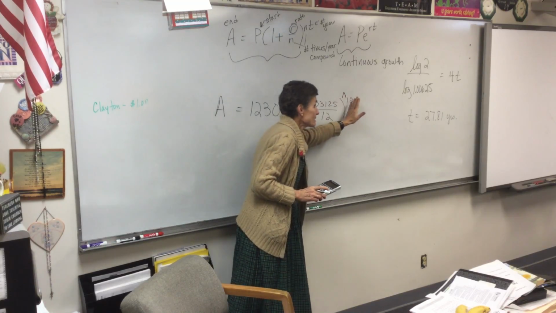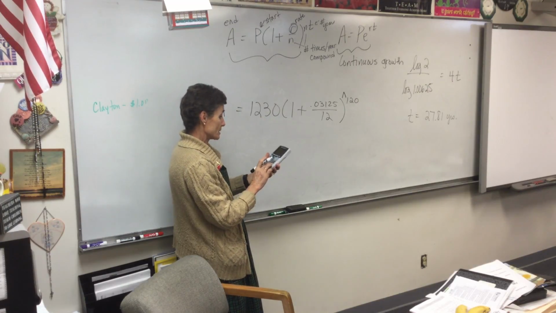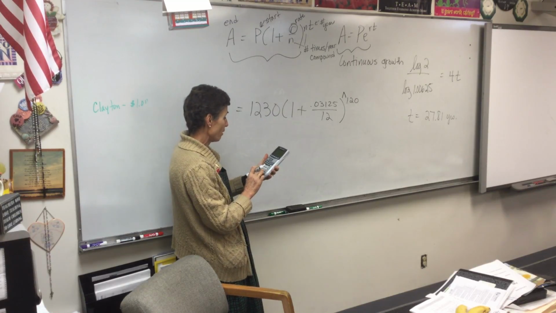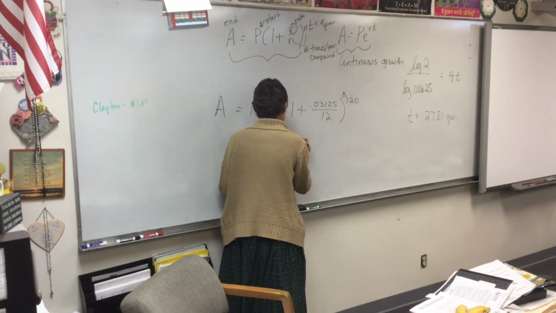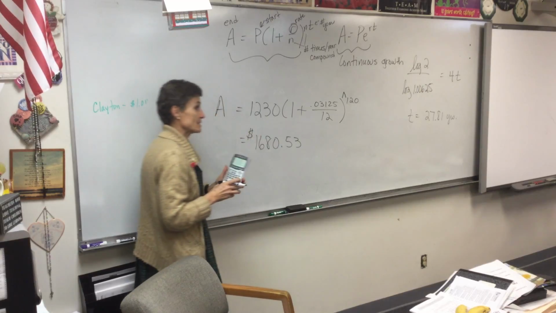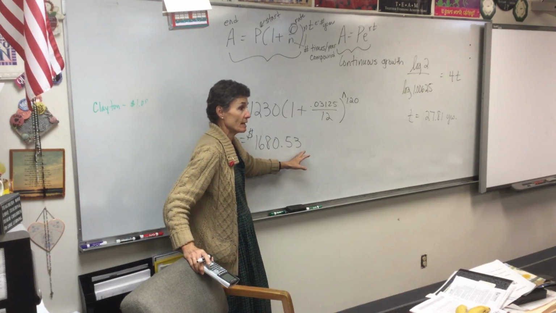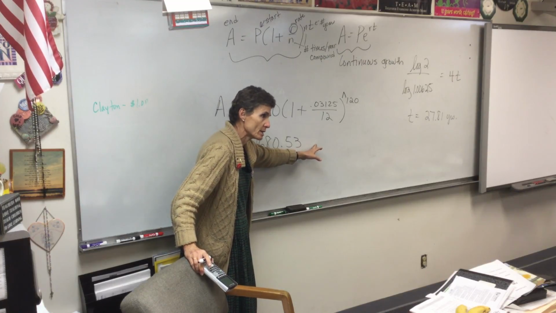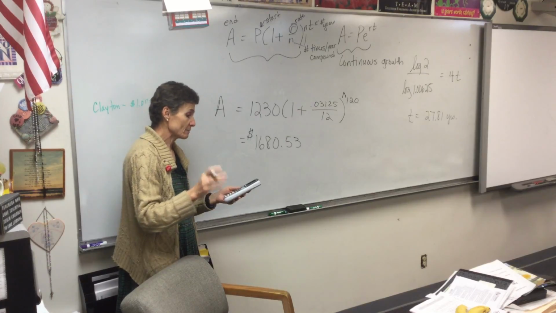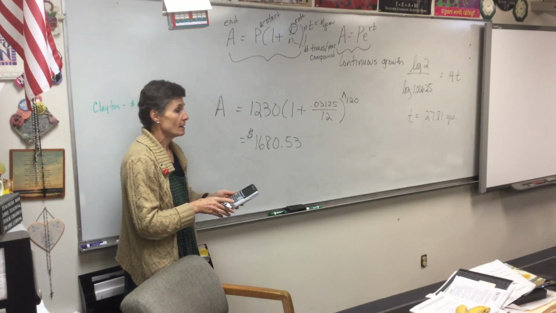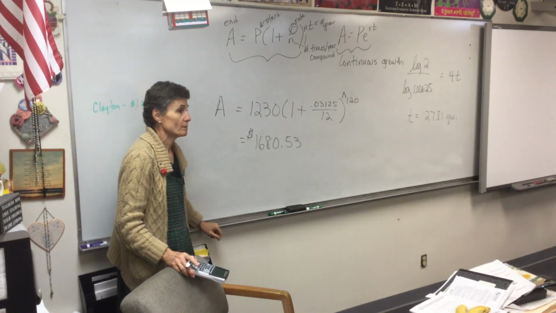So that's all of this. Now we're going to take that answer and do what with it? Times 1230. And the answer is 1680.53. Now this is a money amount, so it doesn't make sense to round it anything past 53 because it's cents, right? So this is how much would be in the account.